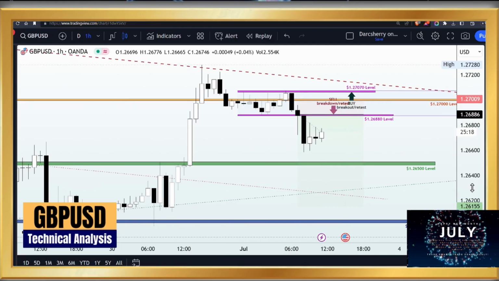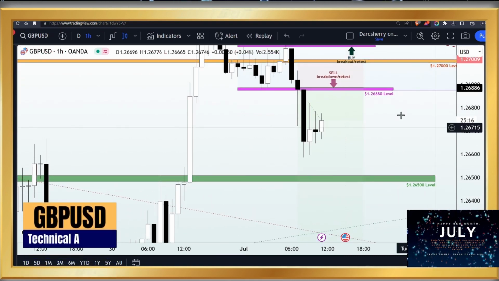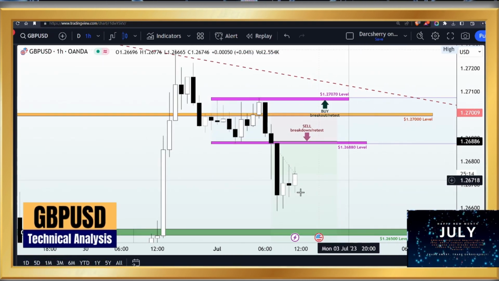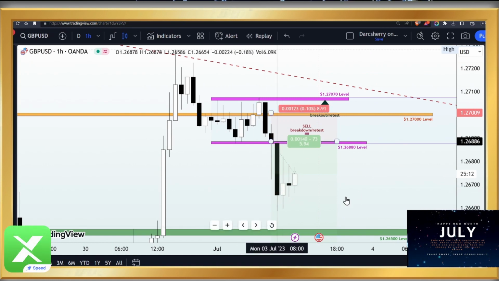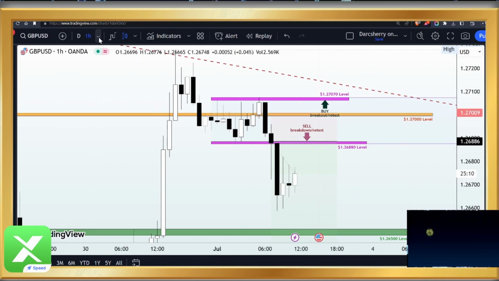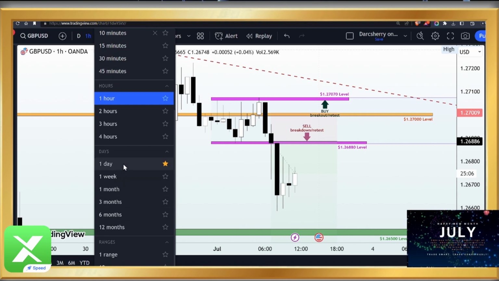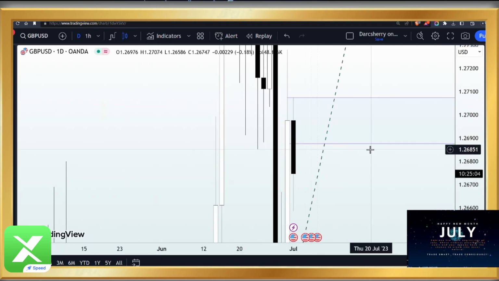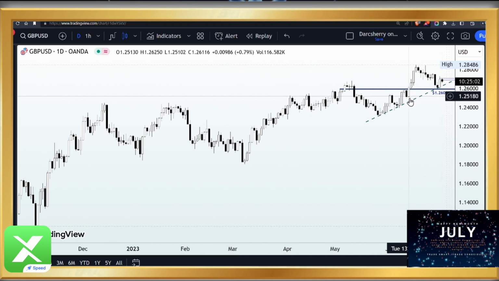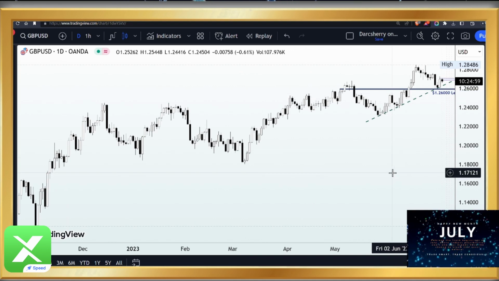Now on the GBPUSD, I have a sell position triggered at this point, so I will be sharing with you how I got to taking advantage of the sell position right here. So firstly, we shall scale up into the higher time frame. Is it a daily time frame here, or I think the 4 hours time frame? Let me see. Okay, so we started with the daily time frame here.